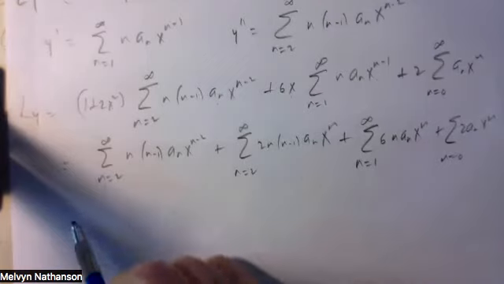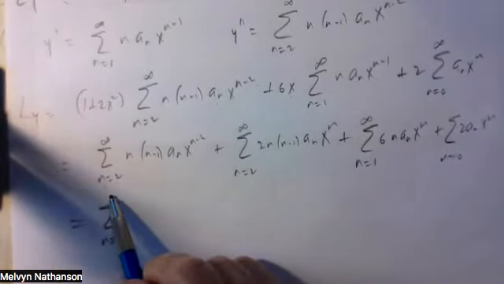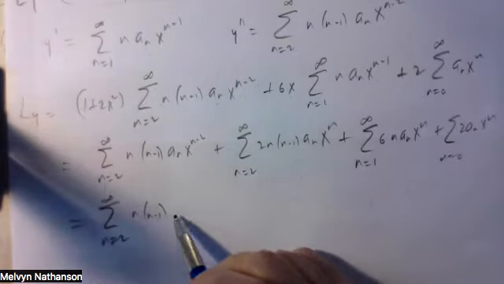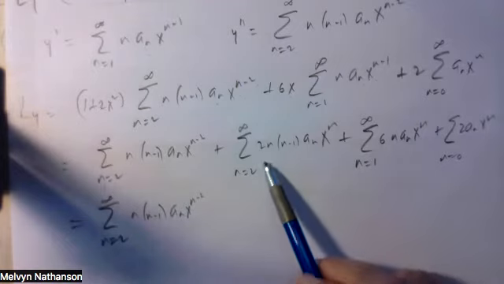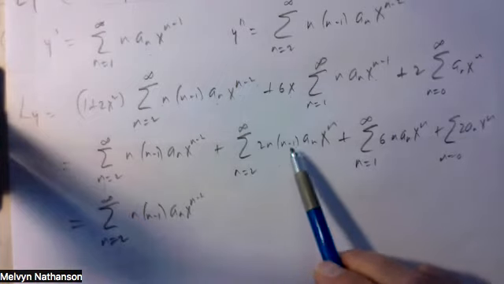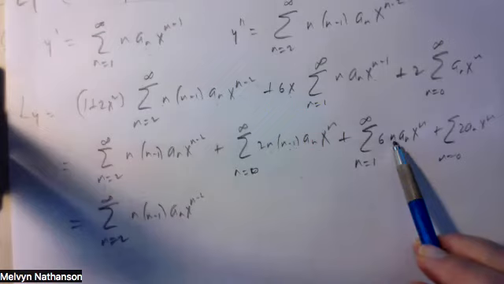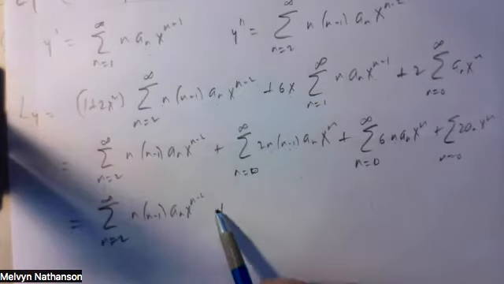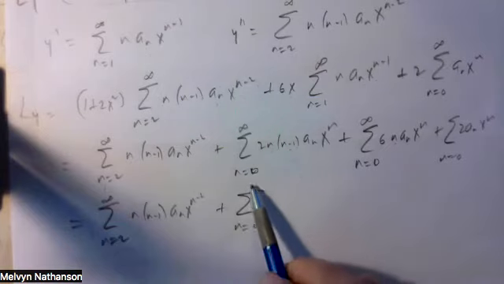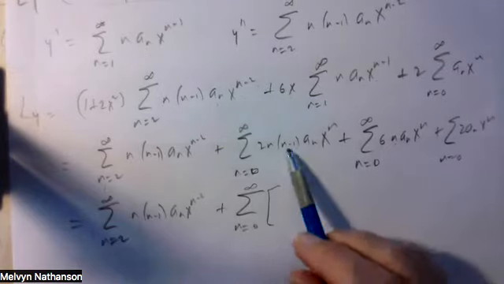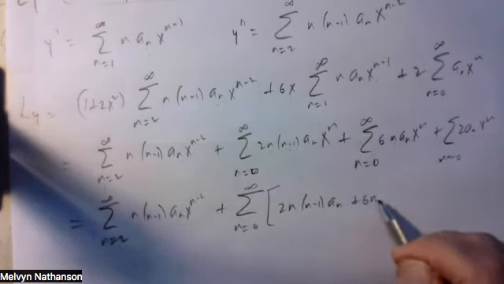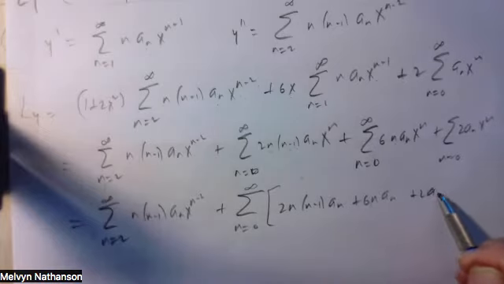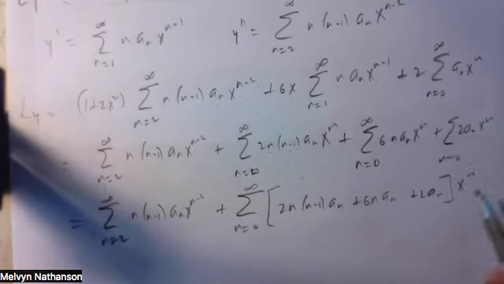So I have this series, and these are all series in x to the n. And see here, I could start with n equals zero, because it's zero and one, this is still zero. And here it's zero, this is zero, so I could start this at zero. So I can write this as summation n goes from 0 to infinity, 2n(n minus 1) a_n plus 6n a_n plus 2 a_n, times x to the n.